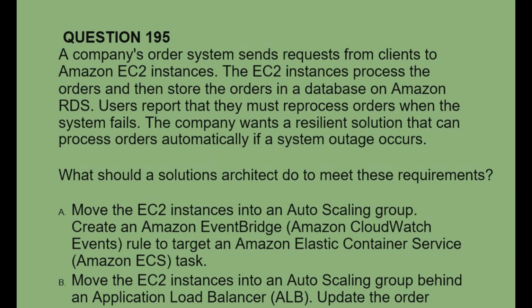Question is, a company's order system sends requests from clients to Amazon EC2 instances. The EC2 instances process the orders and then store the orders in a database on Amazon RDS. Users report that they must reprocess orders when the system fails. The company wants a resilient solution that can process orders automatically if a system outage occurs. What should a solutions architect do to meet these requirements?